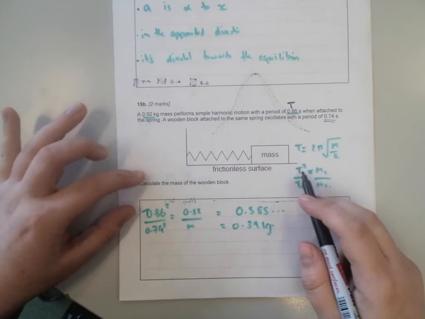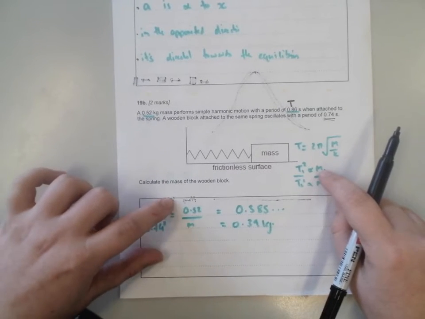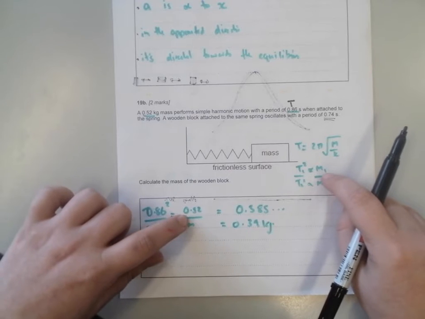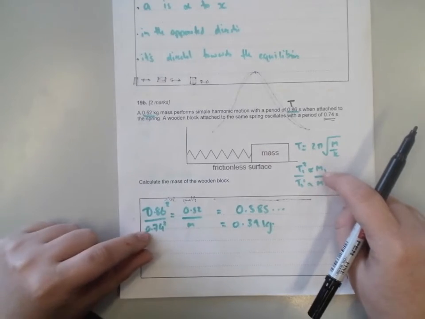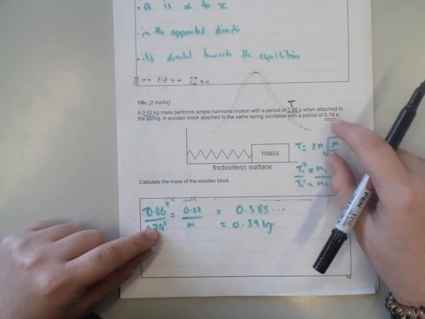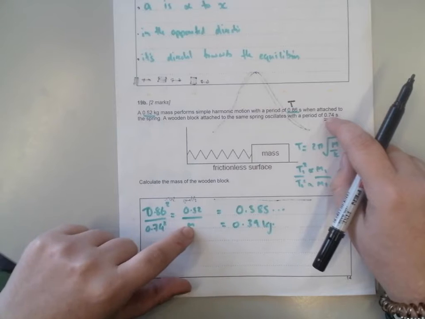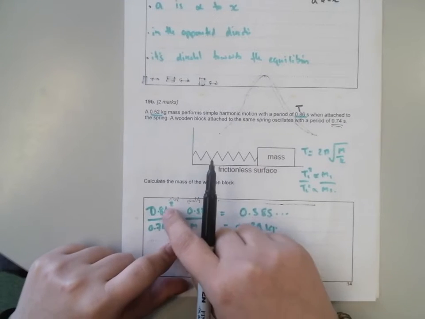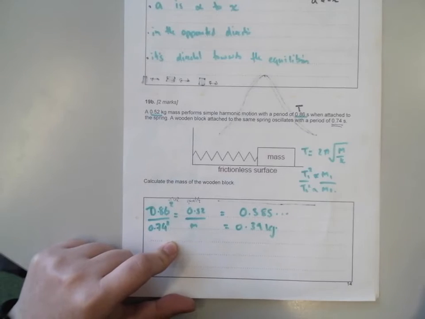So I said this, the time period of the first one was 0.86, so 0.86 squared, and that was equal to 0.52. And then I did the time period squared for the second one, which was 0.74 squared, and then I didn't know the mass for this, so then I just rearranged, so brought my mass up, brought these down, and got 0.39. But this one was answered really well, guys.